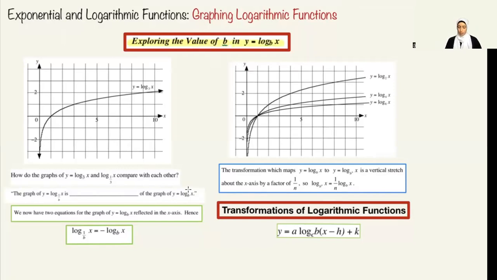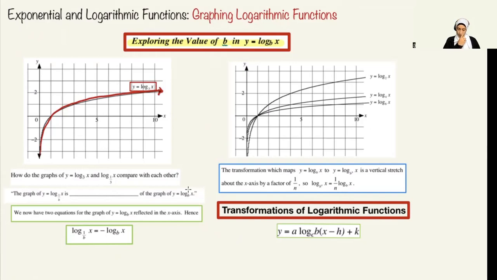So we have over here y is equal to log base b of x, and we want to explore how changing the value of the base affects our graph. So let's have a look at this function over here. They've given us this logarithmic function. Okay, all right, let's try and sketch this as best as we can. So this is log base 3 of x, okay? So this one is this function over here, y is equal to log base 3 of x.